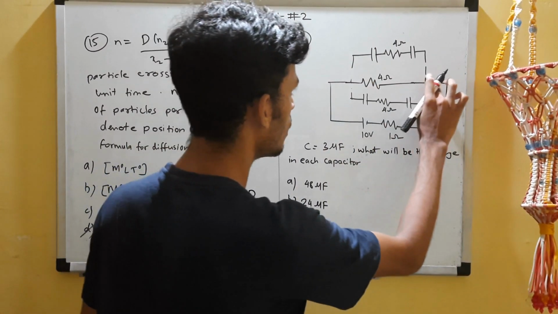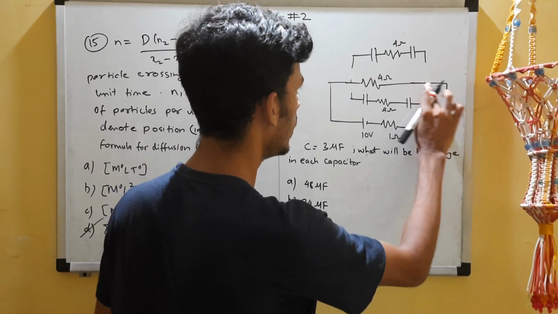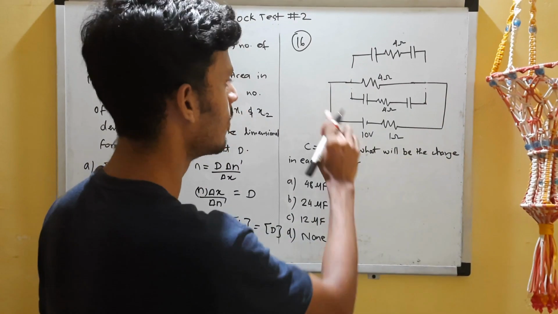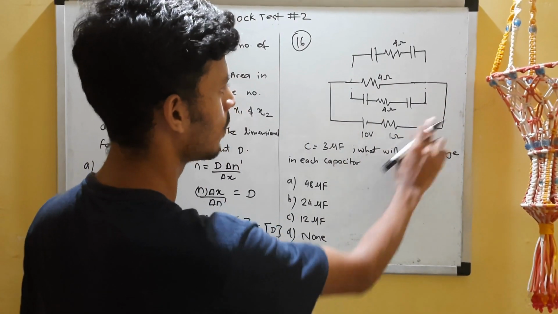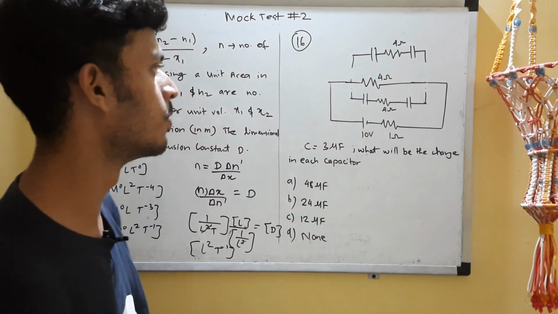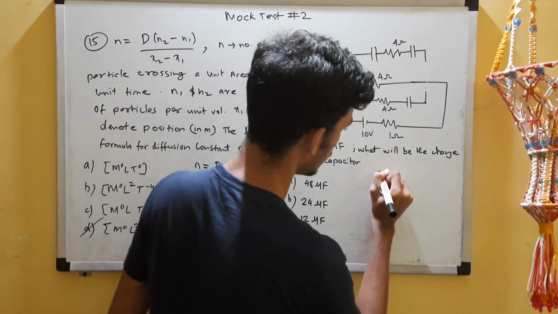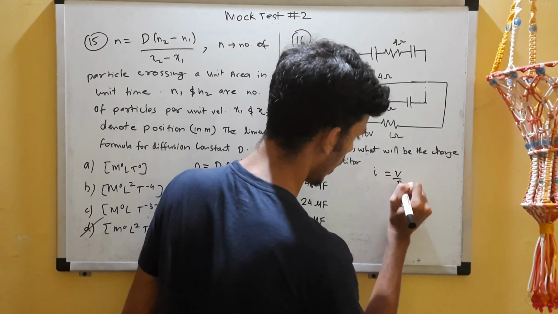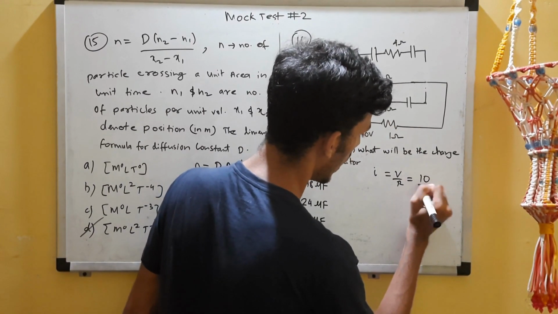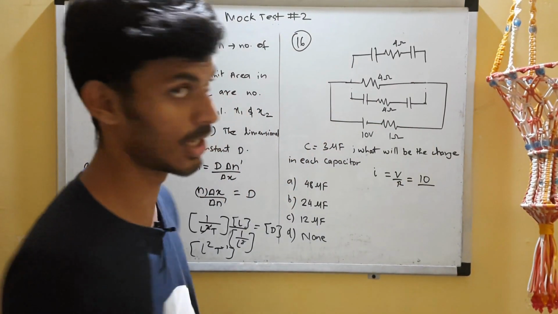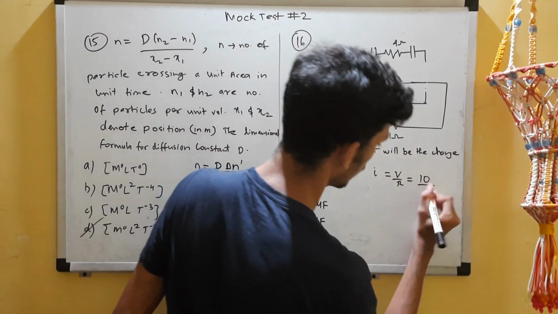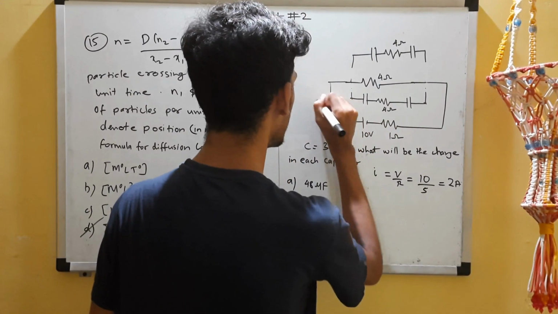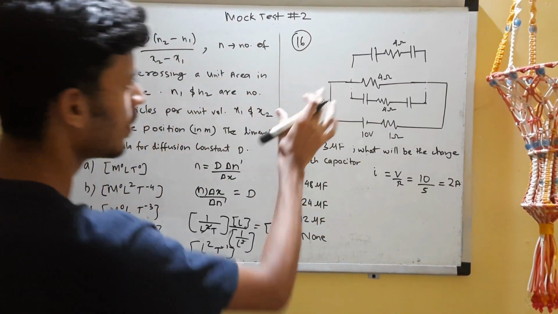So we just have two resistors in series, because the same current is passing through both of them. We have 4 ohm and 1 ohm in series, and a 10 volt source. So we can find the current in this circuit. I is equal to V by R. V is 10 volts and the effective resistance is 4 plus 1, which is 5, so the current is 2 amperes.